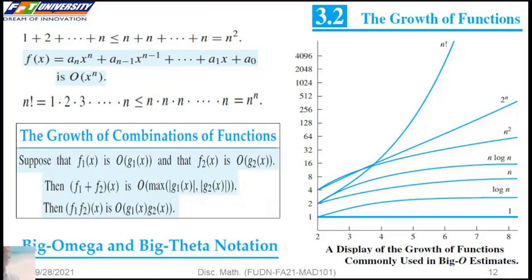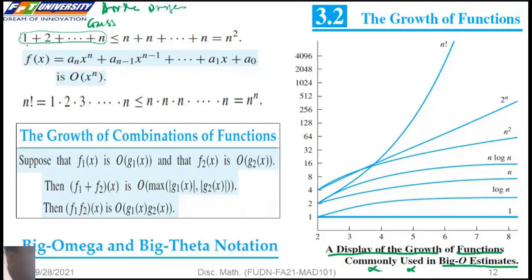Here we can see some big O estimates for some important functions. This is a display of the growth of functions commonly used in big O estimates. Here we have the arithmetic progression. We can evaluate because 1 is less than or equal to n, 2 is less than or equal to n, and the last, n, is less than or equal to n. So we have this summation is less than or equal to n squared.